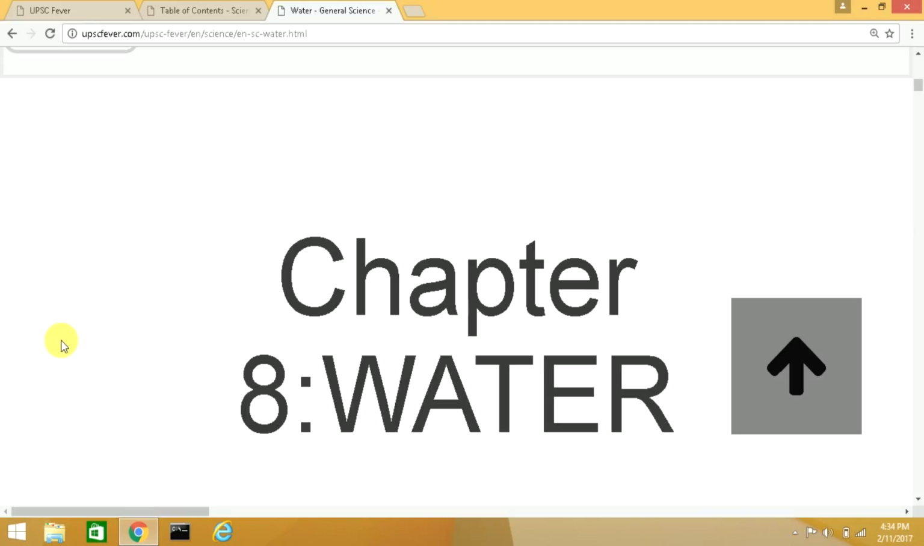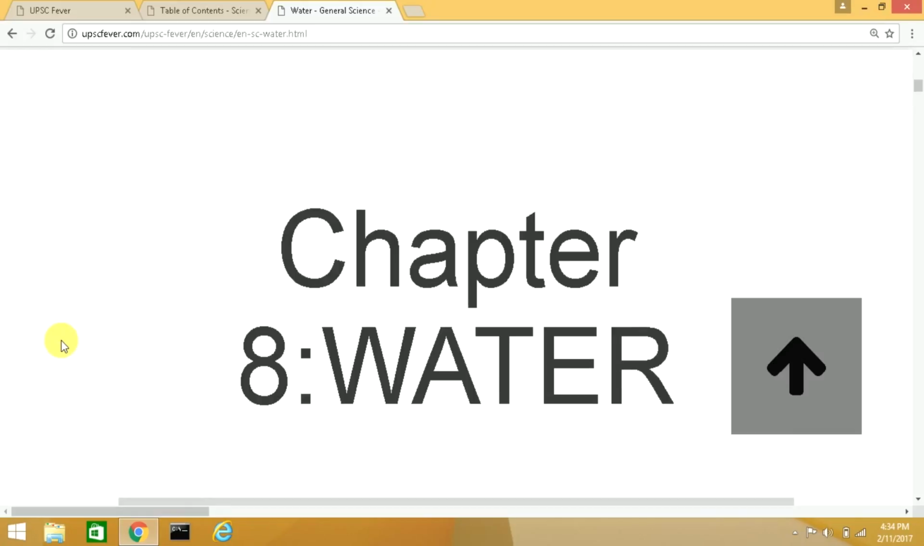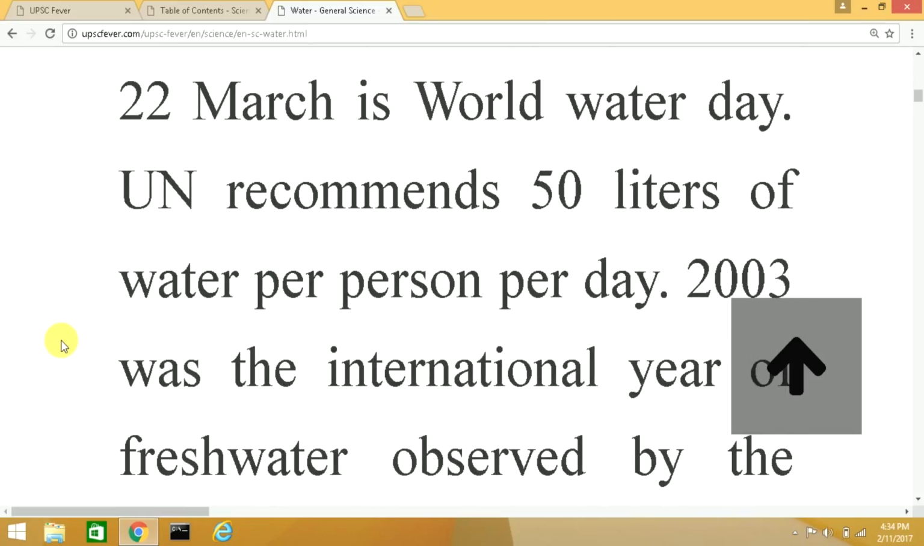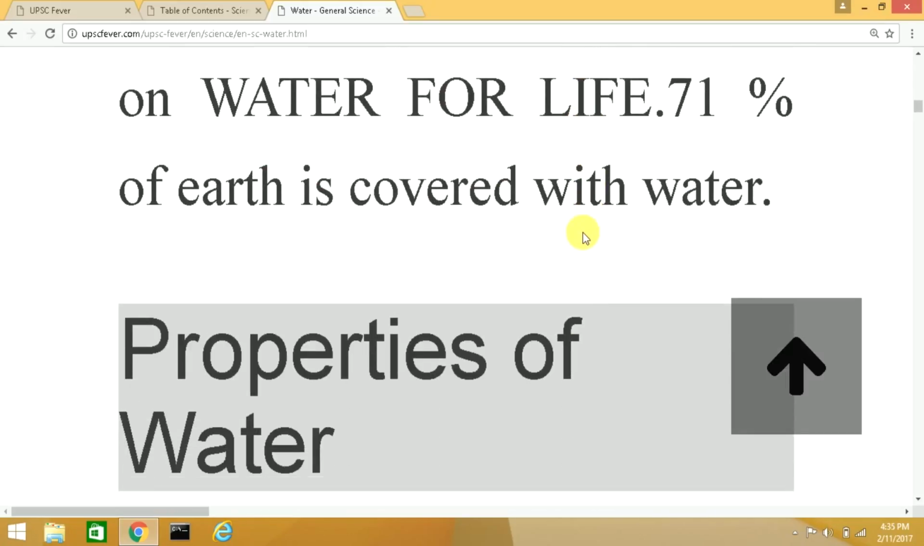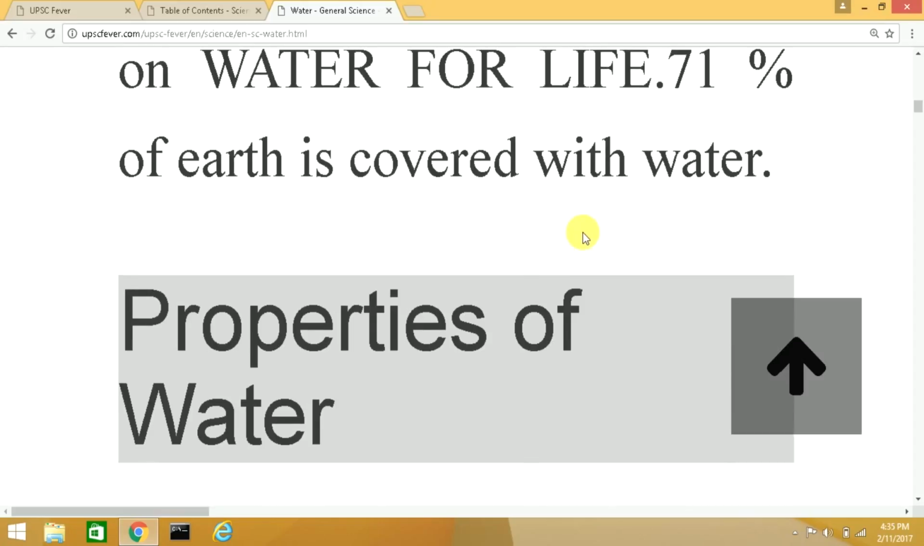It is recommended by the United Nations that every person should have access to at least 50 liters of water per day. 71% of this planet is covered with water, although most of that water is salty and so unusable. Some important properties of water are given in this chapter.